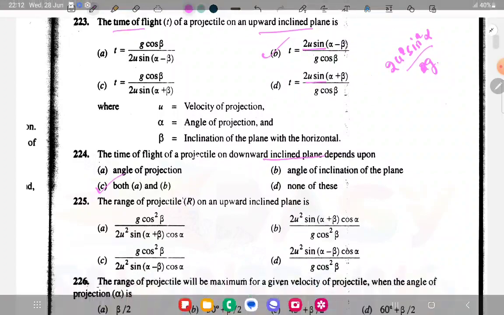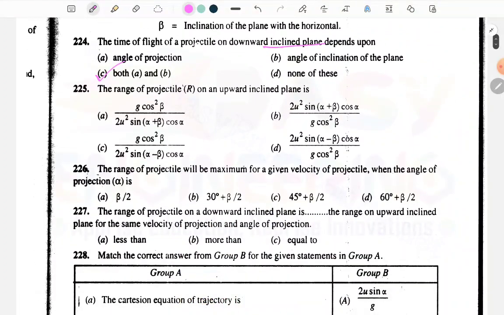The range of a projectile on an upward inclined plane. Range means, as you already know, the range formula is 2u square into sin alpha by g. For upward, the minus will be there: 2u square sin alpha minus beta. So this is the keyword. Finished, 225 is D.